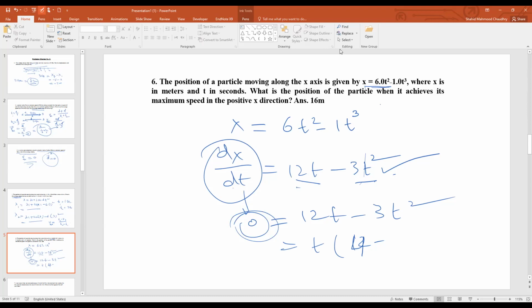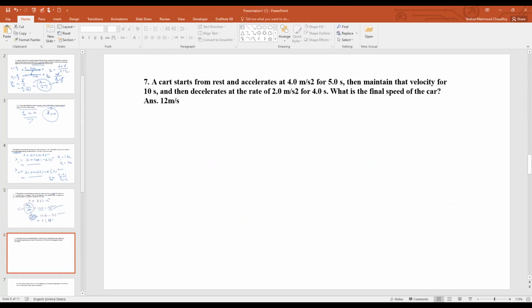Oh, no. We have to put not the derivative as 0. We have to put the acceleration as 0. But this is not according to your syllabus, I think. So leave this one. We will not solve this because they will not give you this type of problem.